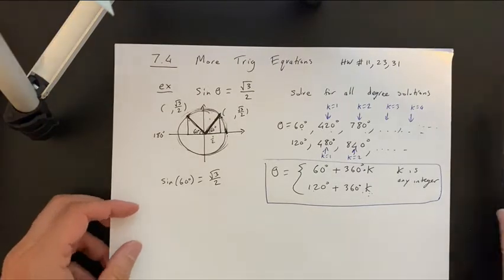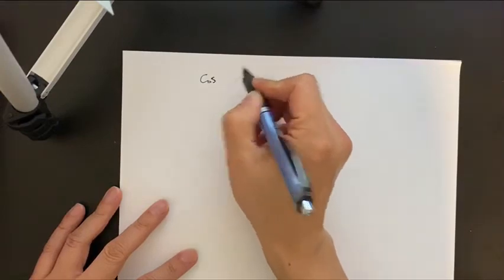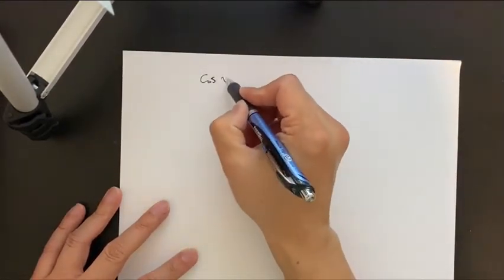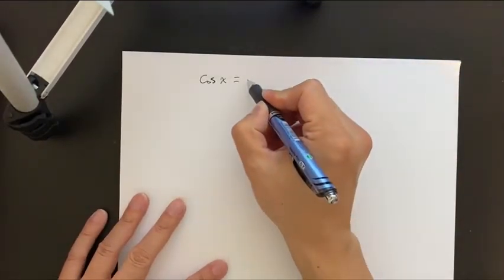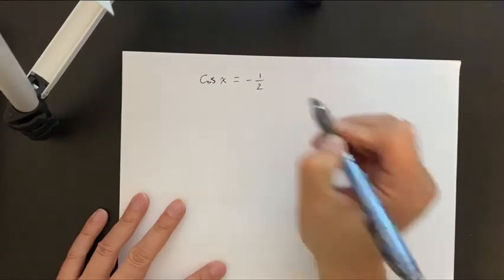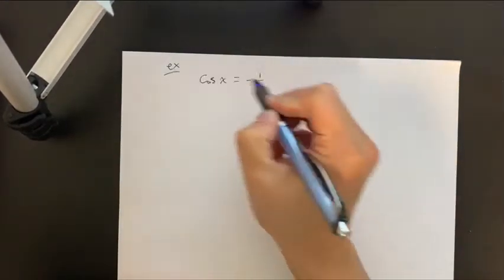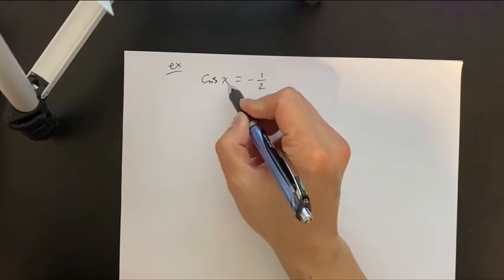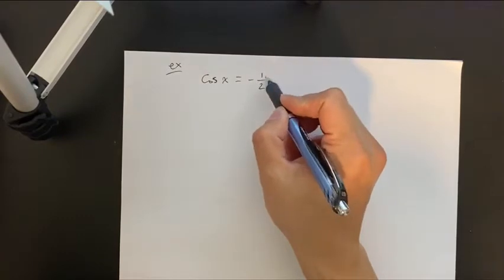Let's try another one, but this time let's try with radians. So, and I'm going to use x. So cosine of x is equal to negative 1/2. It's a very basic trig equation. I'm just looking for all angles x that would give me cosine of x being negative 1/2.